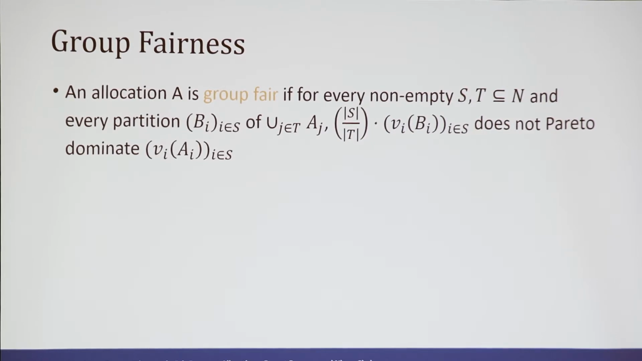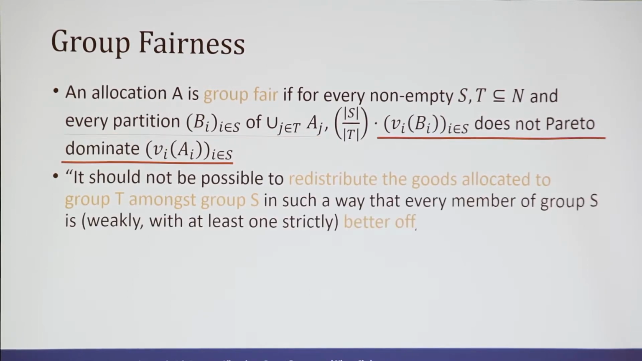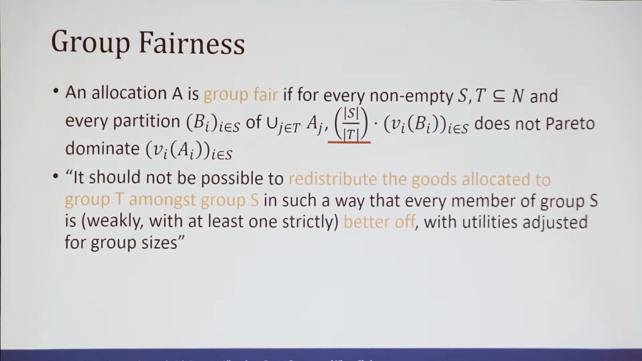So before I continue with approximate versions, let me define an exact version of what we want. And we call it group fairness. So this is going to be an exact version. It's not going to be satisfiable for indivisible goods. What it says in English is that for every non-empty subset S and T of agents, it should not be possible to redistribute the goods allocated to group T amongst group S in such a way that every member of group S is better off than they were under the original allocation, with utilities adjusted for group sizes. That's what this term is for.